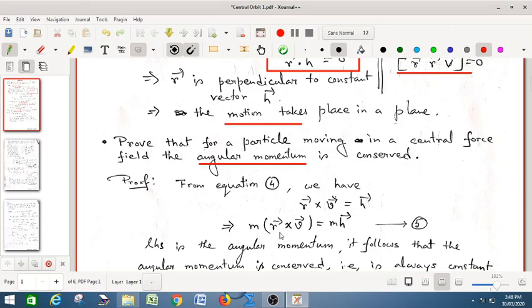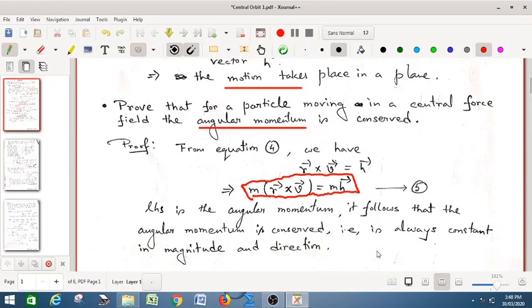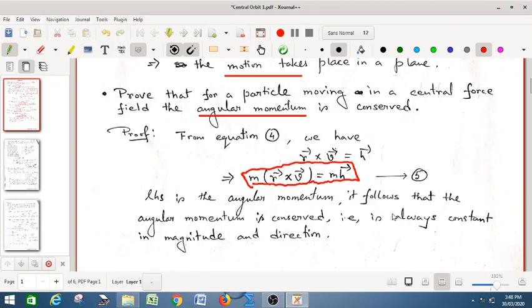So what is the LHS? LHS is nothing but your angular momentum, because mv is the momentum, and if you take the cross product with respect to r, it will give you nothing but the moment of momentum, that is angular momentum. On the right hand side you have h as a constant vector, and m is also constant. So naturally it gives you a one step proof that angular momentum is conserved, that is, always constant in magnitude and in direction.